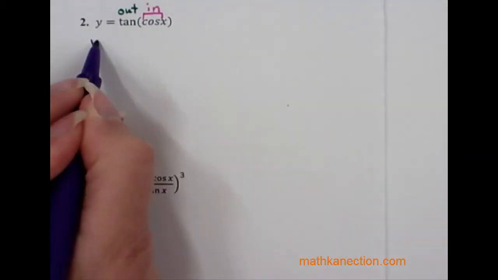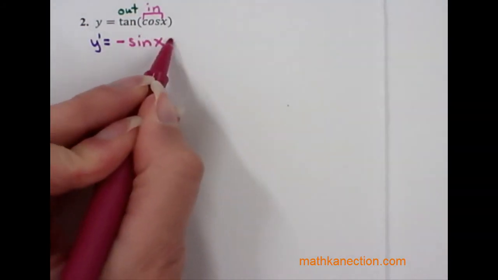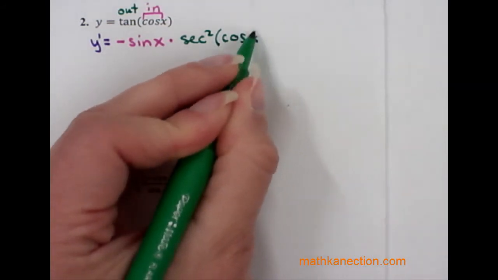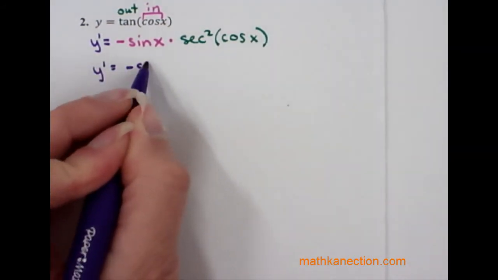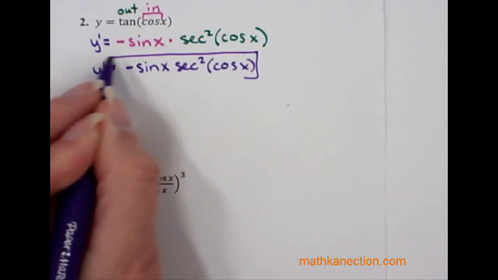Inside function is cosine of x, outside is tangent. Derivative of the inside is negative sine x, multiplied by the derivative of the outside, which is secant squared, keeping the inside the same of cosine of x. Then just rewriting the problem, negative sine x, secant squared of cosine of x.